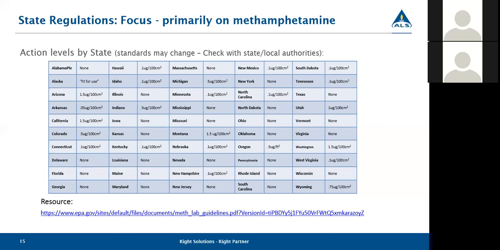Anything that comes back with a result in the second column on the report of 1.0 or above micrograms per 100 centimeters squared requires remediation. Please keep in mind that several states do not have a formal program or designated action level thresholds.